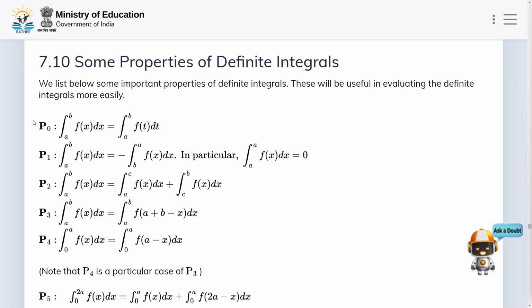In today's session, we will be seeing some properties of definite integrals. So let's see. The first property, P naught, is that the definite integral from a to b of f(x) dx is equal to the definite integral from a to b of f(t) dt. What this property says is that instead of x you can use t, you can use u, anything you want. You can substitute this variable x with t or u, whatever you want. I hope it is clear.